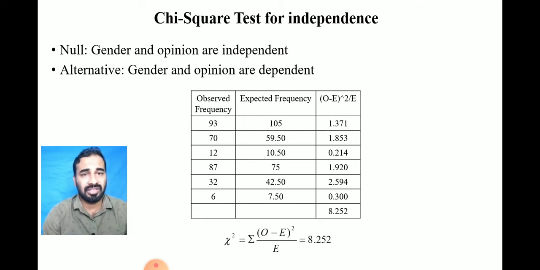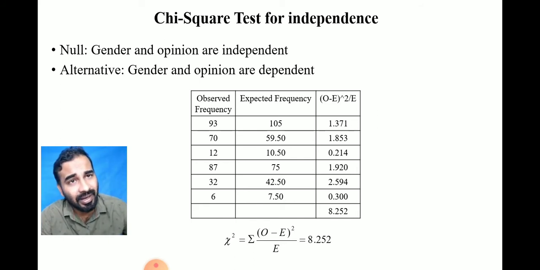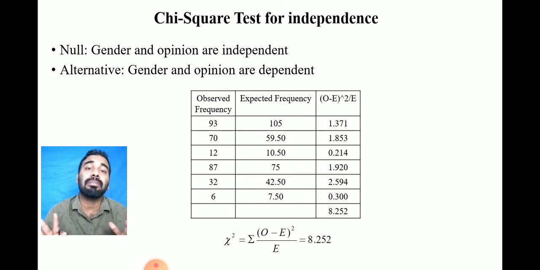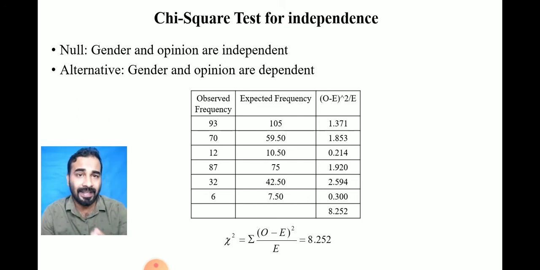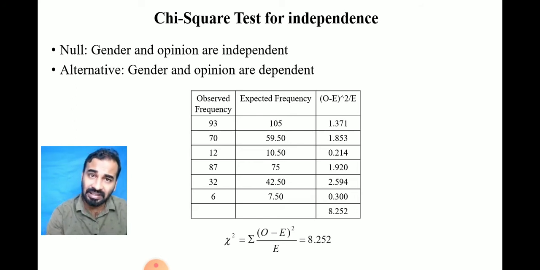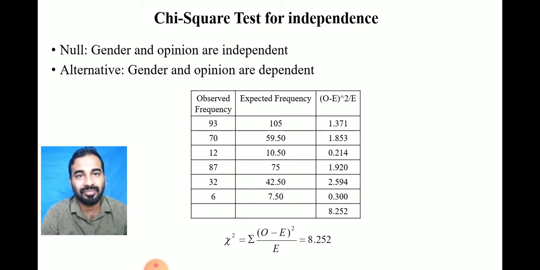Now we are going to specify our null hypothesis and alternate hypothesis. Null means what? Gender and opinion are independent. There is no relationship between opinion and gender. The alternative hypothesis is that gender and opinion are dependent.